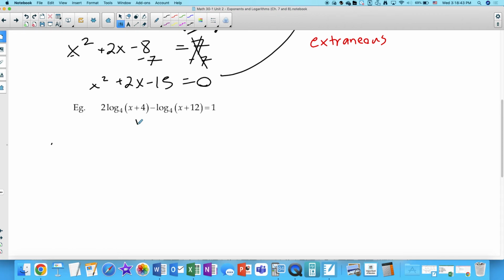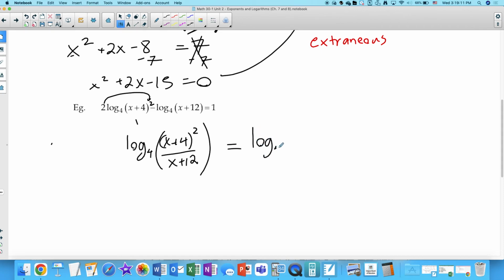Log base 4 of (x plus 4) squared over x plus 12 equals, what about on this side? Log 4 of (x plus 12) plus 12. So 1 would be equal to log base 4 of 4. Yeah, because this is 4 to the 1.